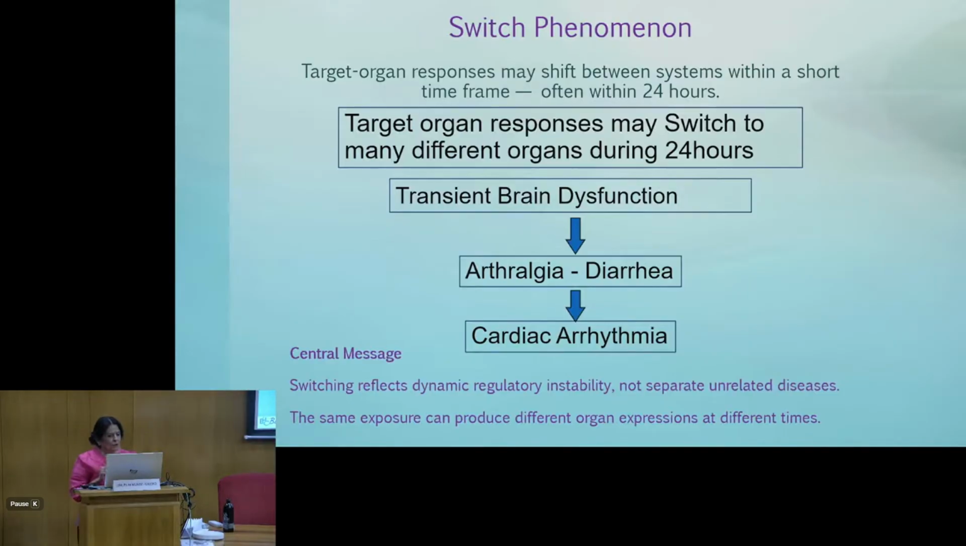So during this switching, there is a dynamic regulatory instability, and there is no separate unrelated disease. The same exposure can produce different organ expression at different times. And the same patient may, one time, suffer from brain fog, and next time may suffer from anxiety. It may be a continuum.